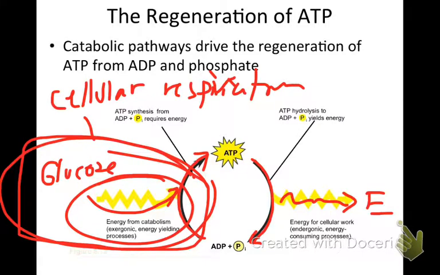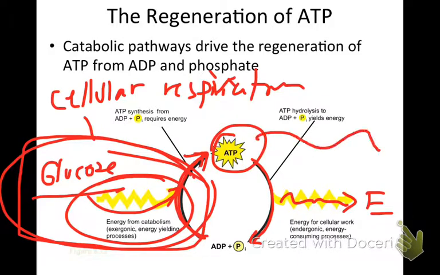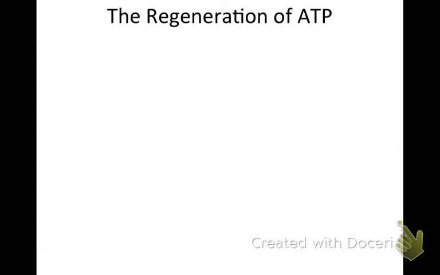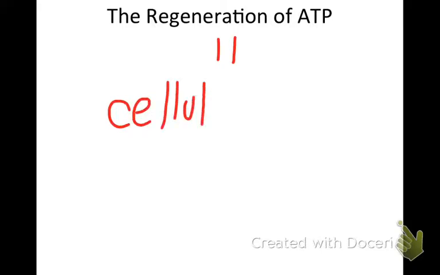So cellular respiration again is breaking down glucose to provide the energy needed to make ATP. And this energy, the ATP molecule, can actually be used to do all the chemical work and energy that you need for the cell. So, excuse me, the regeneration of ATP is basically going to be our next video, which is cellular respiration.